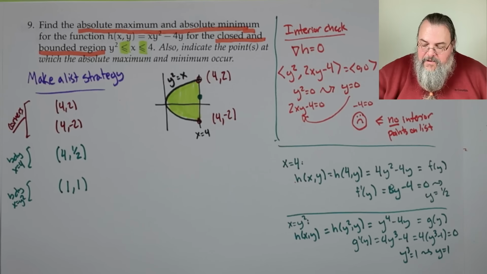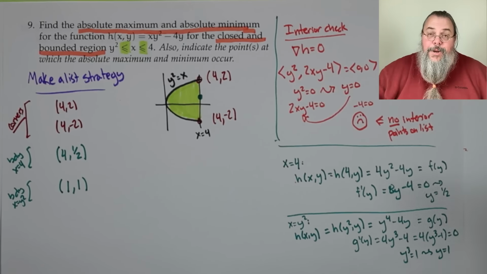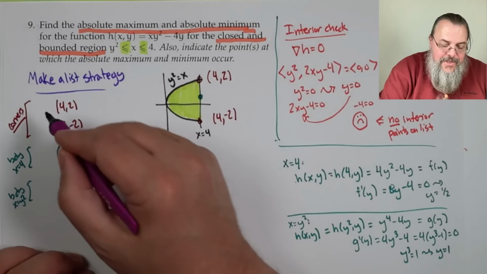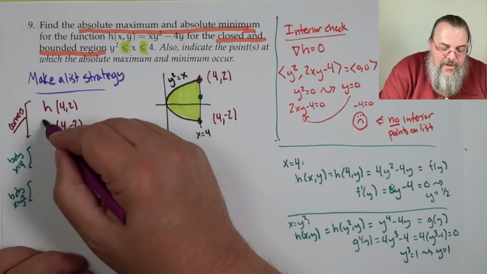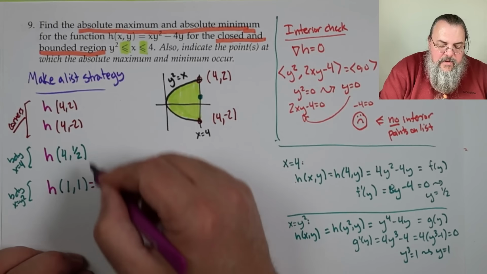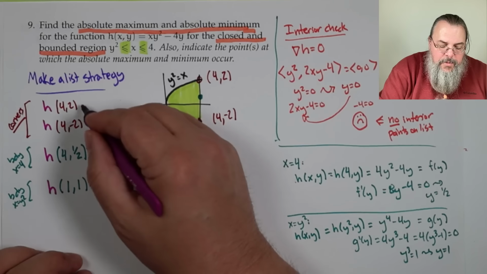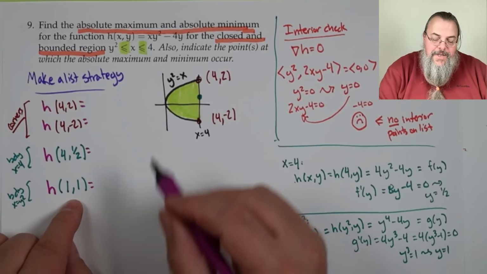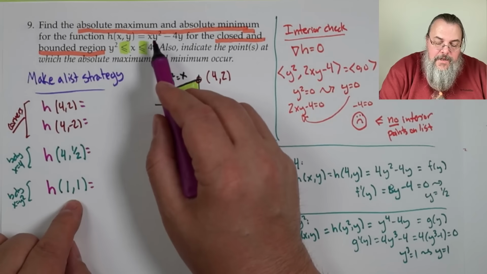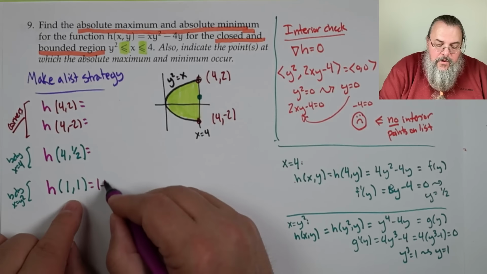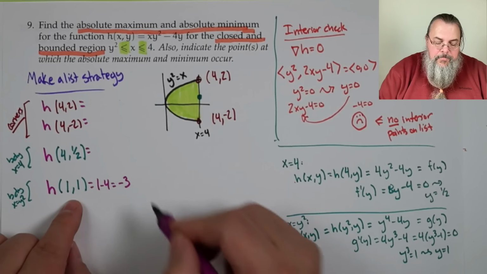So at this point, we now say plug it in. We're going to plug each one of these into our function. So here we go. And we can do these in any order. Some of them will probably be easier than others. I think 1, 1 is pretty straightforward. When we plug in 1, 1, you get 1 times 1 minus 4 times 1. That's 1 minus 4, which is negative 3.